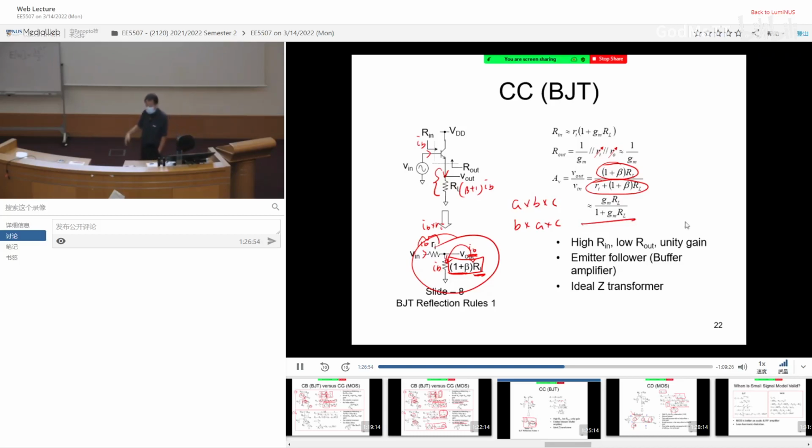So common collector, that is how we derive the result. Some people also call it emitter follower. This kind of amplifier only has a voltage gain of 1. Okay? But it's an ideal impedance transformer because the output resistance is actually very small, but the input resistance is actually very big. So this is a very ideal buffer amplifier.